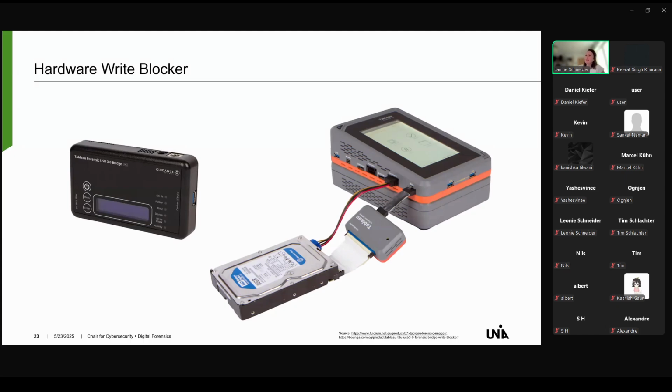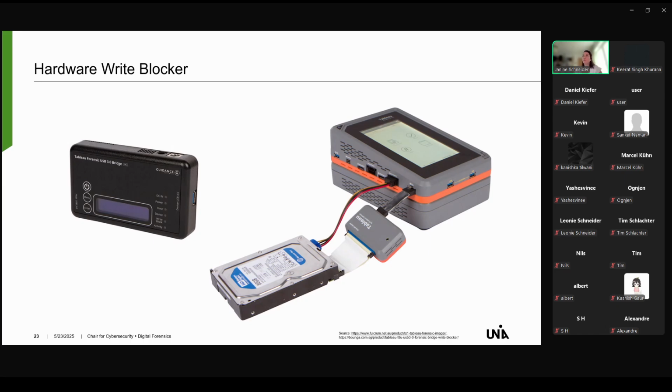And one thing that can help prevent changing the data, at least for that analysis, is hardware write blockers. So here you can see 2 devices. This is a simple or simpler hardware write blocker. This is a more sophisticated one. What hardware write blockers do is they suppress write commands.